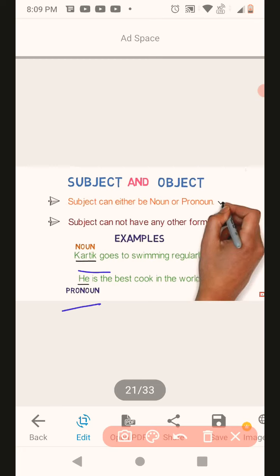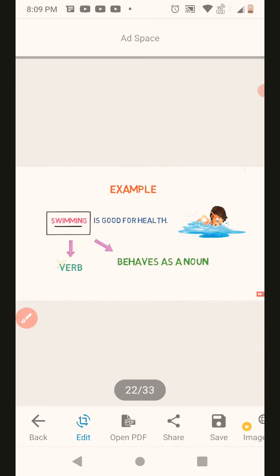And gerunds, children, they end with ing. The formation of gerund is verb 1 plus ing. Here you can see, children, an example of gerund like swimming is good for health. So here, swimming looks like a verb, but here it is behaving like a noun because it is in the place of a subject, and moreover it is ending with ing and it is naming an action. It is not doing any action, it is naming the action.